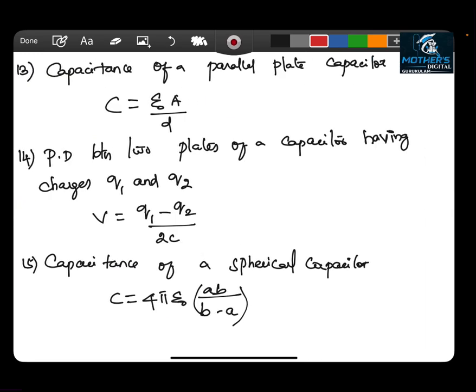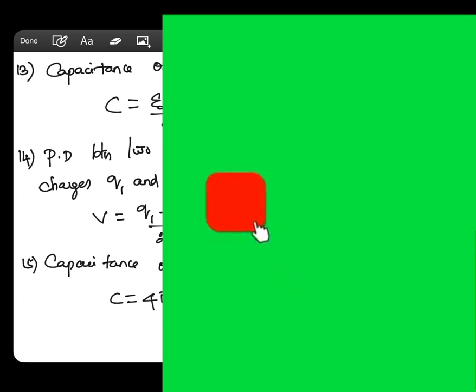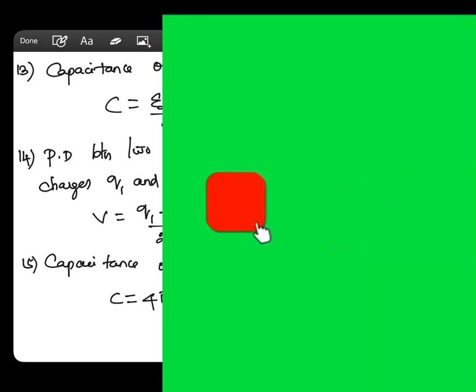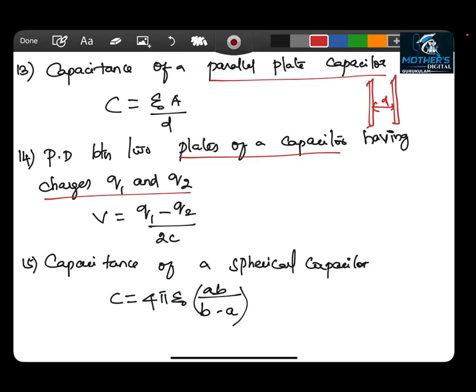The next formula, capacitance of a parallel plate capacitor. So C equal to epsilon naught A by D, where A is the area of the plate and D is the distance between the plates. The next one, potential difference between two plates of capacitor having charges Q1 and Q2. So that can be written as V equal to Q1 minus Q2 divided by 2C.